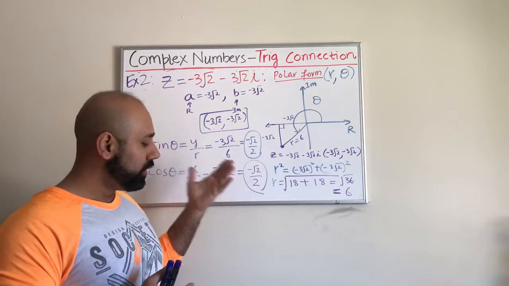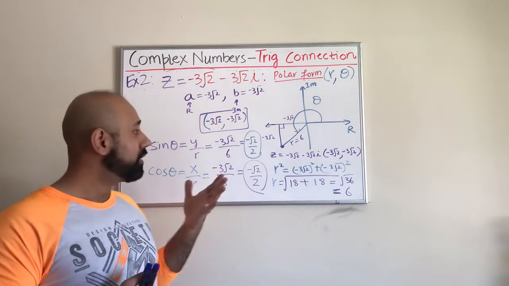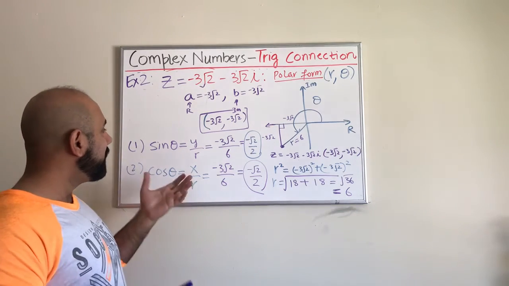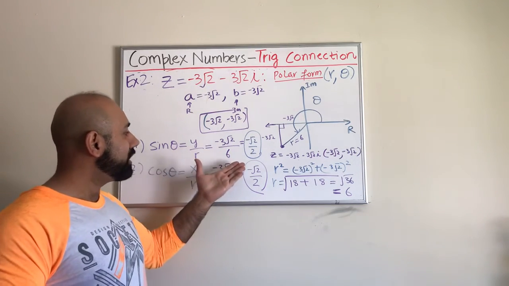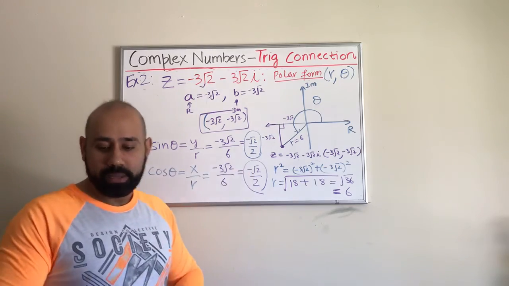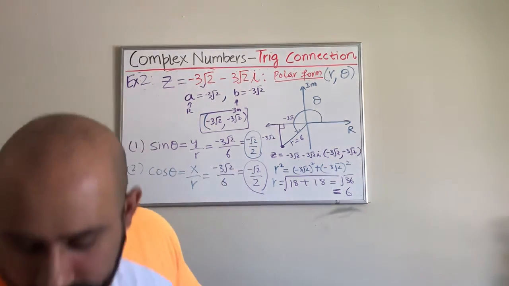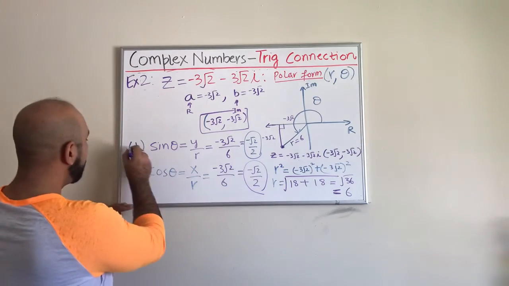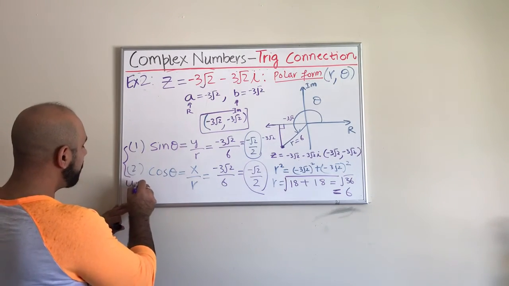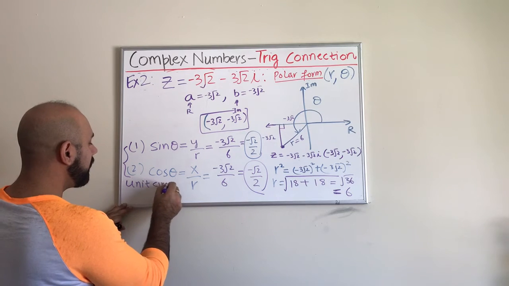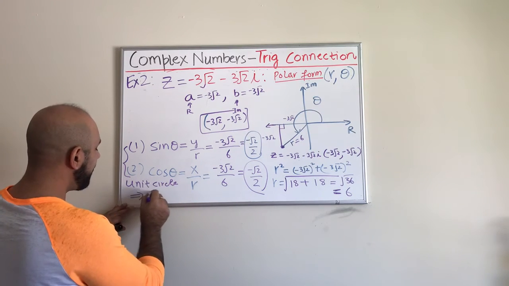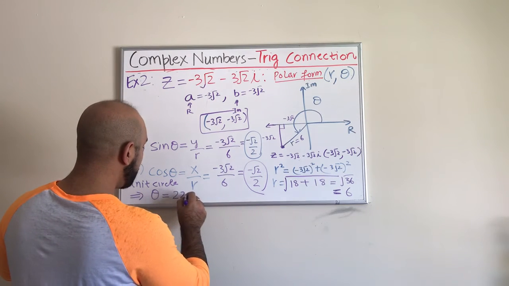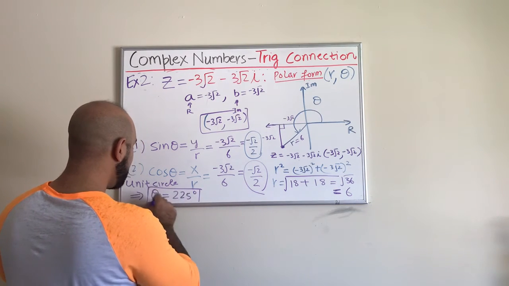So now we go into the unit circle. We look at the unit circle and we try to figure out for what angle theta do we get sine and cosine to be negative radical 2 over 2, and both are basically the same. And the value for that is, I'm looking at my notes for that, it is 225. So I looked at the unit circle, and from there we could see that the angle is 225 degrees. So that is the theta.